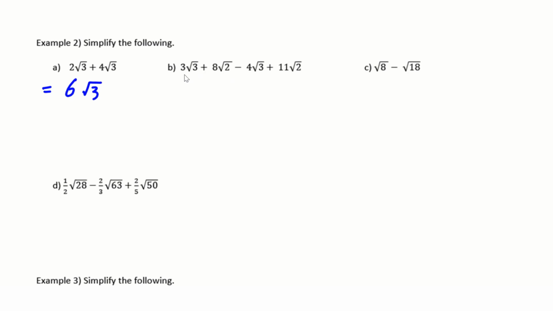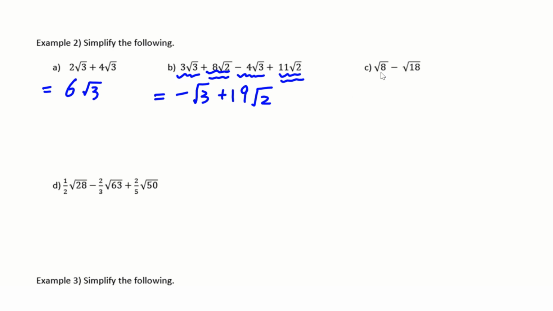Then this one, we are going to see the like radicals with the same radicand. So we have the square root 3, then the numbers at front, 3 minus 4 gives you -1. You don't have to write the 1 there, so negative square root 3. And 8 square root 2 is a like radical with 11 square root 2. So square root 2 is there. 8 plus 11, you have 19 square root 2.